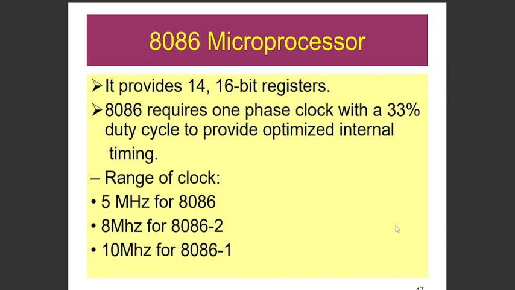This 8086 provides 14 16-bit registers, and 8086 requires a single-phase clock cycle at 33 percent duty cycle to provide optimized internal timing. The range of clocks are 5 MHz, 8 MHz and 10 MHz. 5 MHz for 8086 and 8 MHz for 8086-2 and 10 MHz for 8086-1.